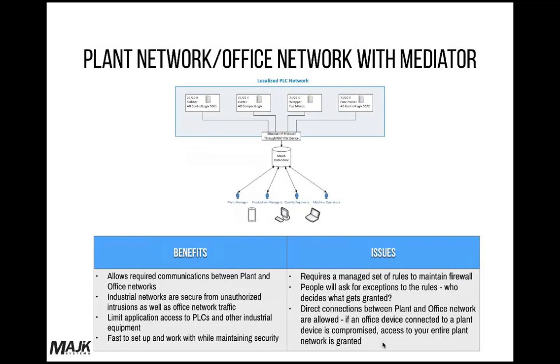One that we often see, especially in consumer packaged goods, is the plant network and office networks being separate with a mediator between them. That can be a software firewall or an actual hardware switch and router type firewall. Benefits of this are it allows required communications between the office and plant network, but the industrial networks are secure from unauthorized intrusions as well as office network traffic. This does limit the application access to PLCs and other industrial equipment, which is a bonus. And it's also still fairly fast to set up and work with while maintaining security.